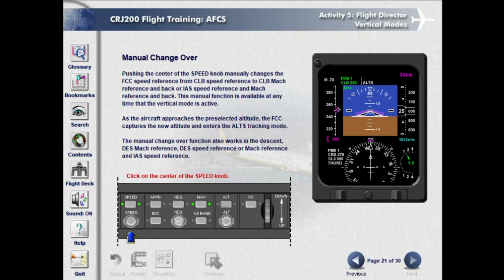Manual changeover. Pushing the center of the speed knob manually changes the FCC speed reference from climb speed reference to climb Mach reference and back, or IAS speed reference and Mach reference and back. This manual function is available at any time that the vertical mode is active. As the aircraft approaches the pre-selected altitude, the FCC captures the new altitude and enters the ALTS tracking mode. The manual changeover function also works in the descent, DES Mach reference, DES speed reference or Mach reference, and IAS speed reference.